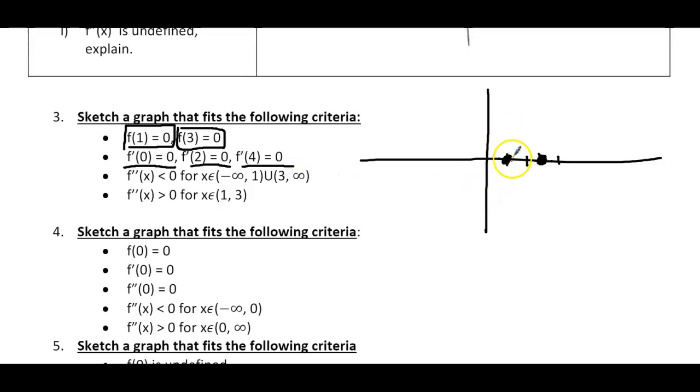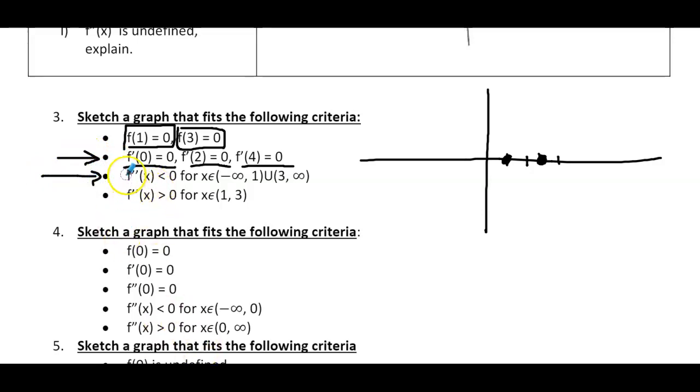Now I don't know where my point is over here, but I know that the slope is supposed to be 0. I also know that my slope is supposed to be 0 at 2, so somewhere here we're going to have a flat line for a tangent line. And f prime of 4 equals 0, so somewhere over here we're going to have a flat line too, we just don't know where. So I'm going to wait on doing this one. Let's go ahead and do this one.